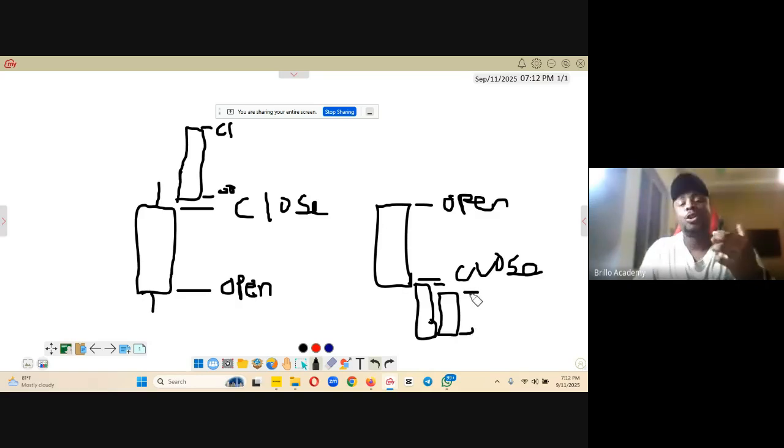Now, in summary, you should understand where the close of the candle is and where the open of the candle is. For you to do that, look at the next candle. If the next candle opens from the bottom, you should understand that the last candle was a bearish candle. But if the next candle opens from the top, you should understand that the last candle was a bullish candle. All right. So that is for open and close price.